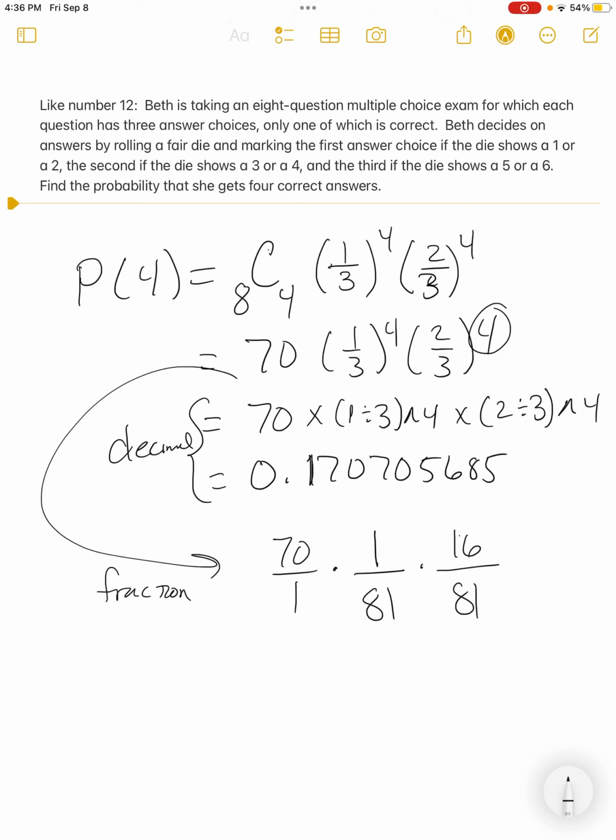So what do I do to finish the problem how they want it? I ask myself, well, what's 70 times 16? And it works out to be 1120. What's 81 times 81? That works out to be 6561. If they ask for a fraction, that's what they want. Now notice if you take the 1120 and you divide it by 6561, you get the exact same decimal. So it's really just giving it in the form that they're asking for. So hopefully this video helps not only the student who asked, but all of you.